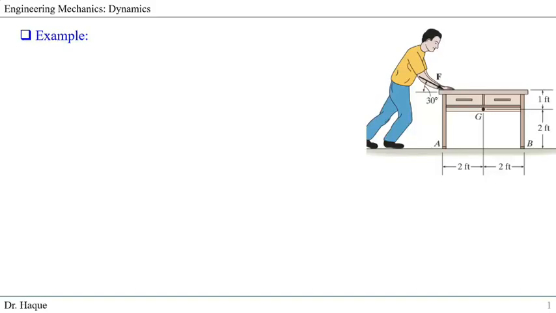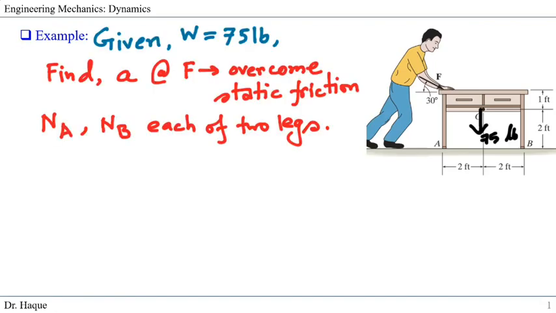Today we will solve a dynamics problem using planar kinetic equations of motion. So let's analyze the problem. Here we can see a man is pushing the table in this direction with force F, which creates a 30-degree angle.